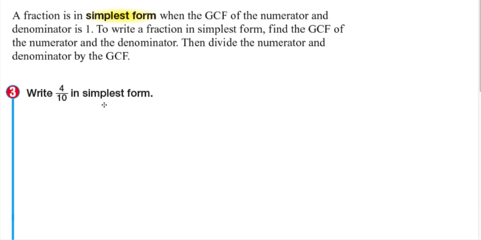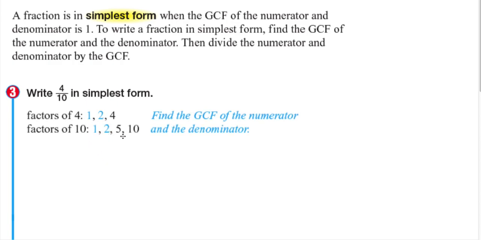Let's take a look at example number 3. It uses listing to find the GCF. I will show you how to use prime factorization to find the simplest form of 4 over 10. So let's start. Factors of 4: 1, 2, and 4. Factors of 10: 1, 2, 5, and 10. If you notice, the greatest common factor would be 2. Therefore, we divide 4 by 2.